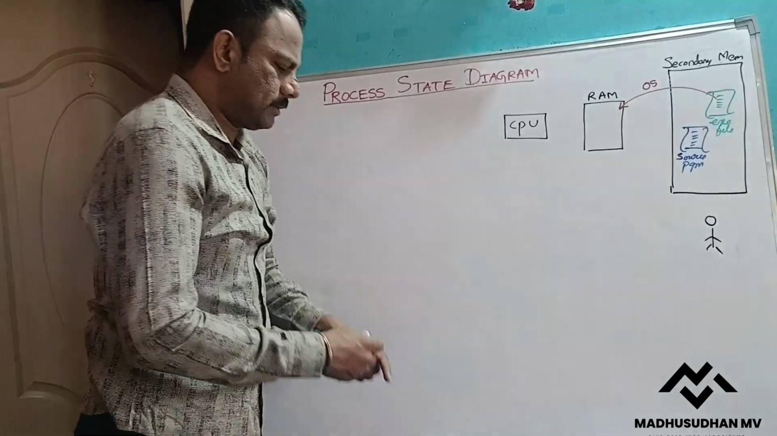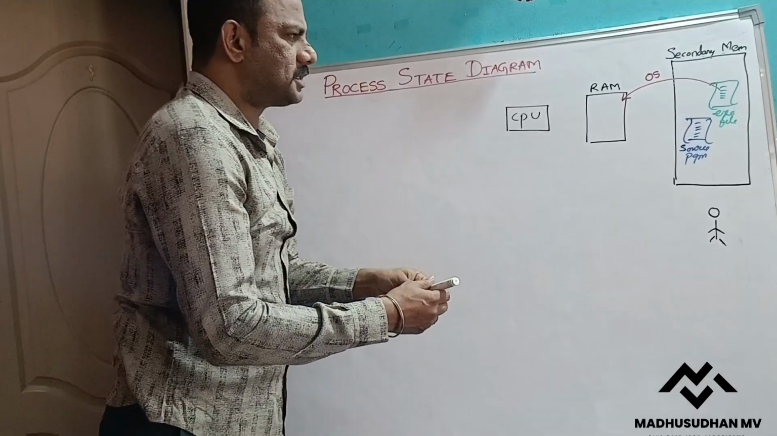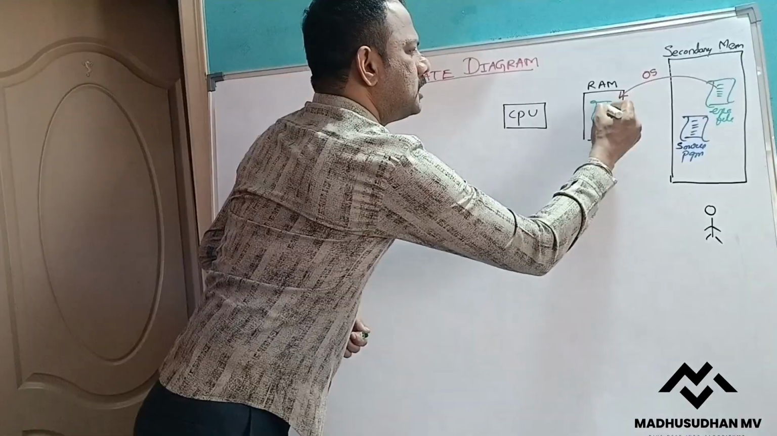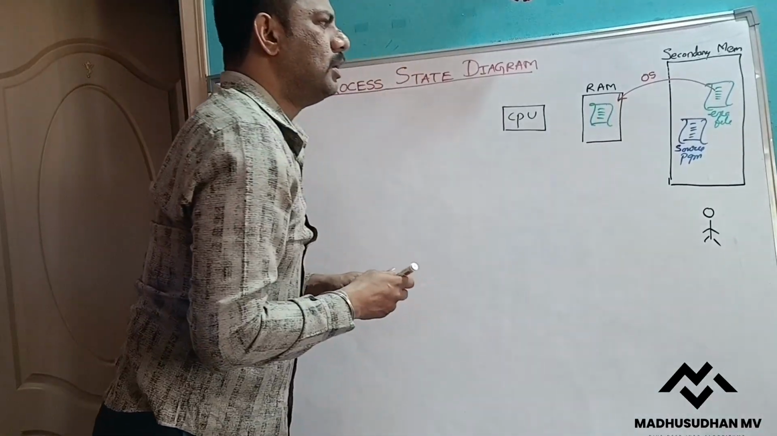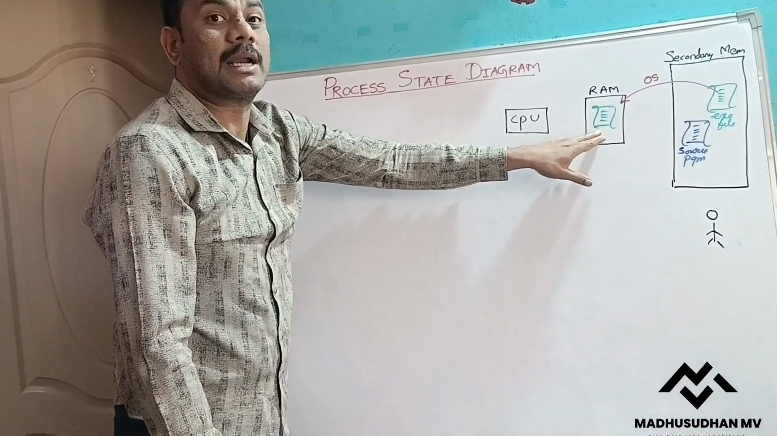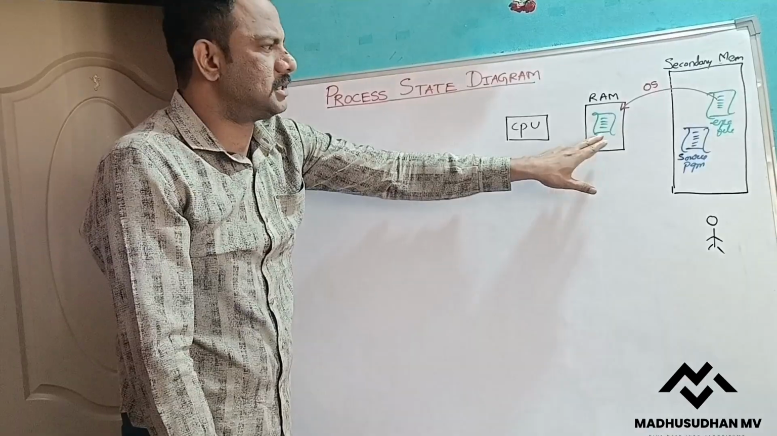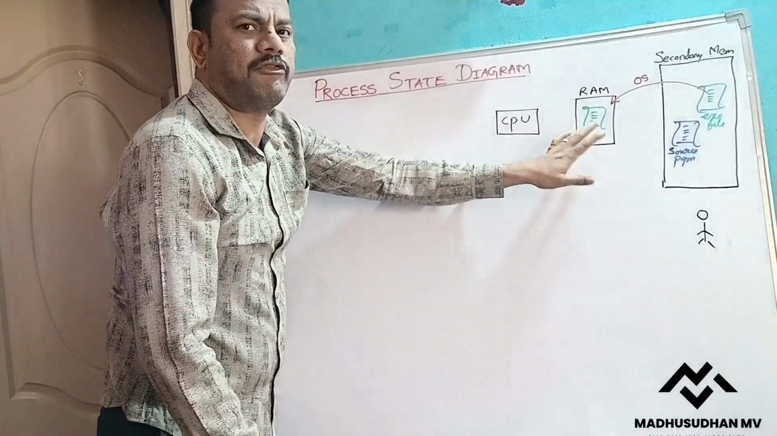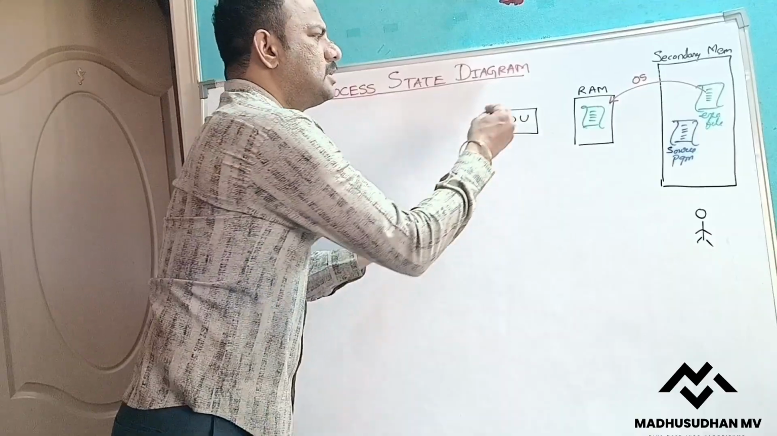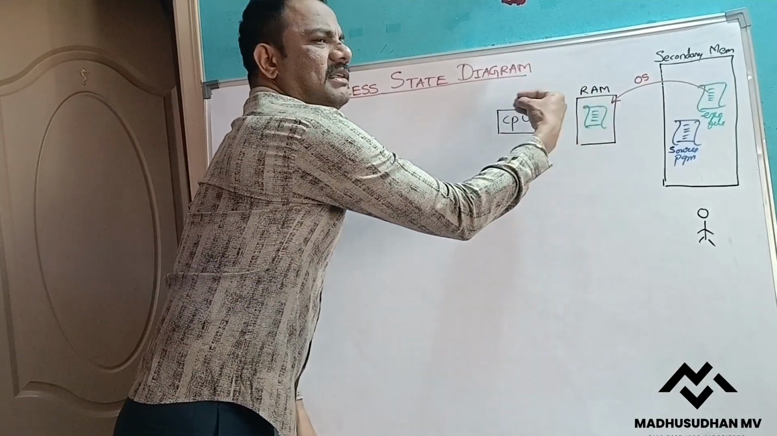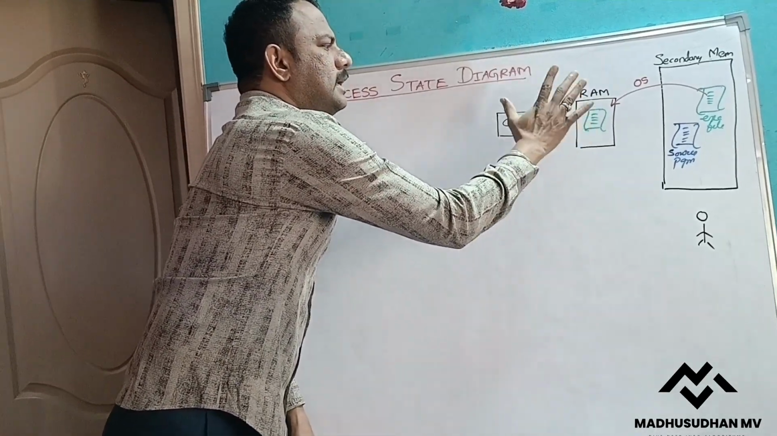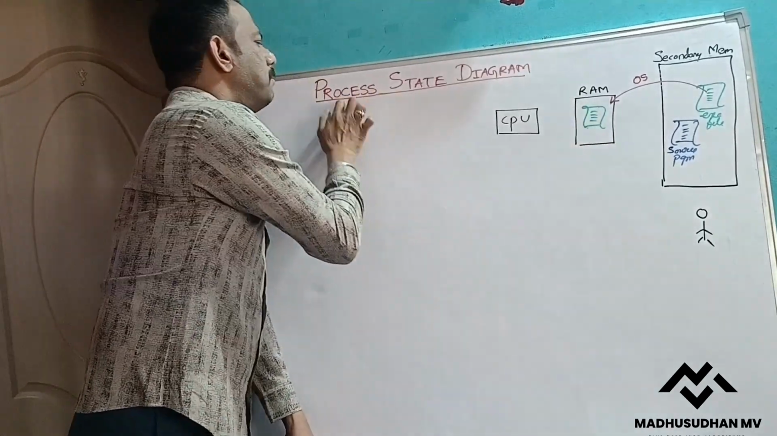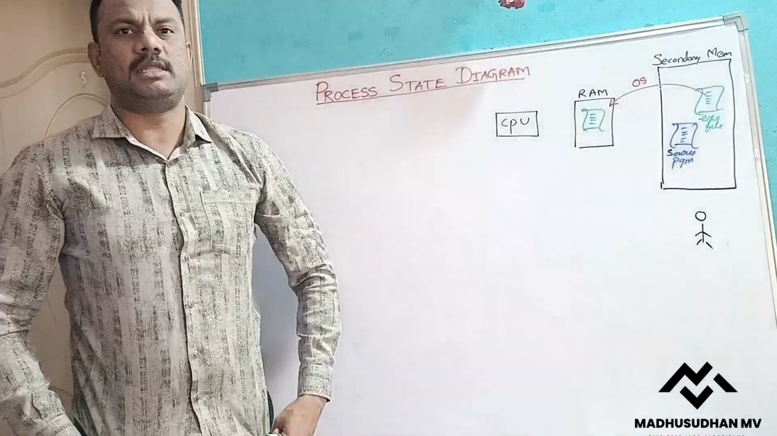Once it is brought into the main memory, this program is ready to execute. It is now in the RAM, waiting for CPU time. Once the CPU starts executing its instructions, I can say our program is executing, and now it becomes a process. This we all know.